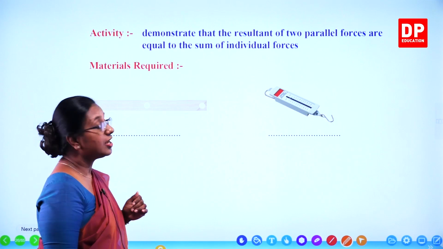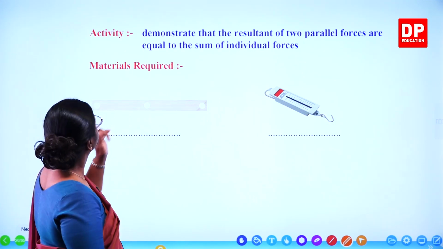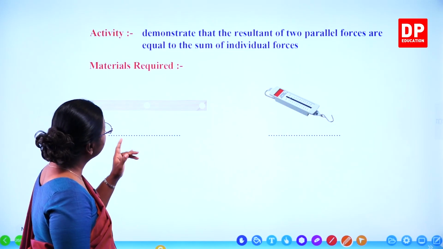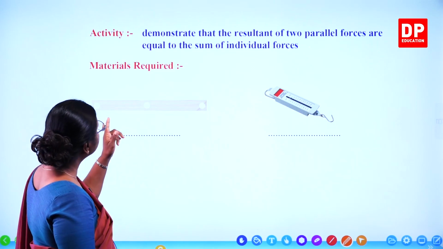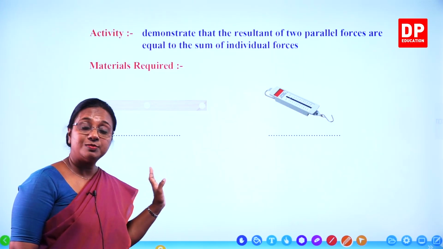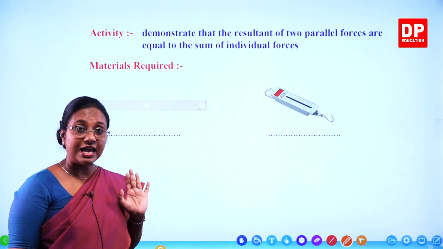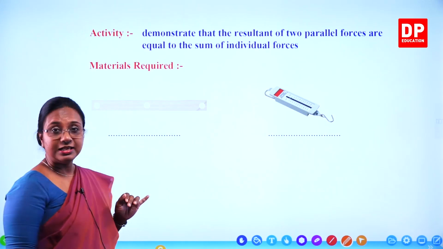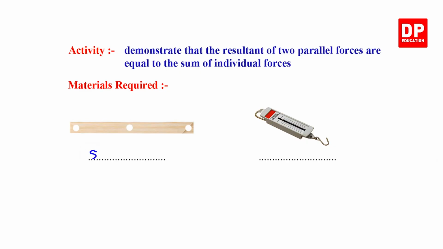Here again we try to do an activity to understand parallel forces. Activity: demonstrate that the resultant of two parallel forces is equal to the sum of the individual forces. So I explained that to you all before also. Here we are trying to understand that. So these are the materials required, students. We need a strip of wood or a plank of wood.